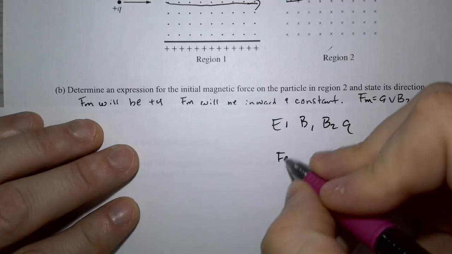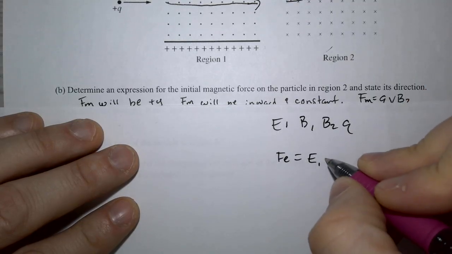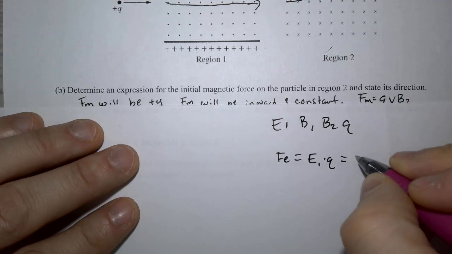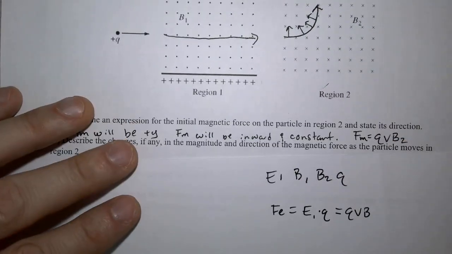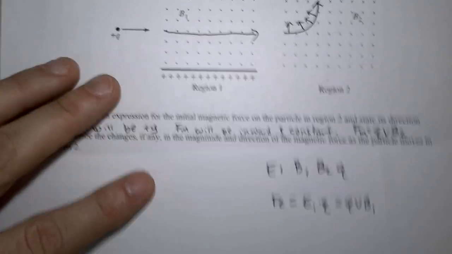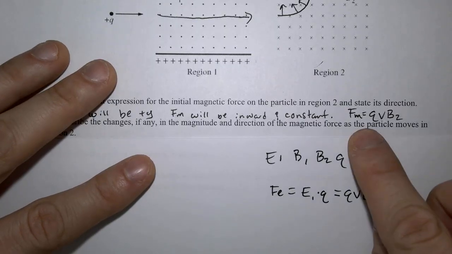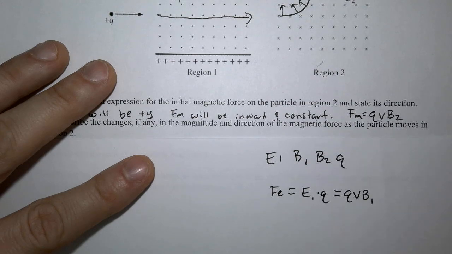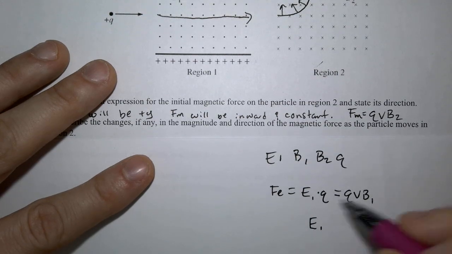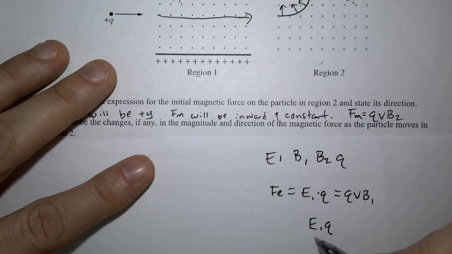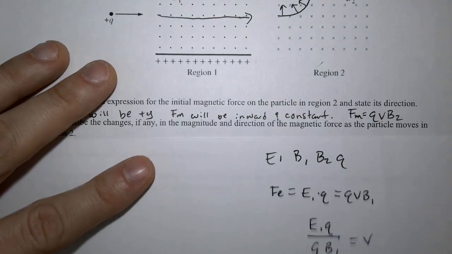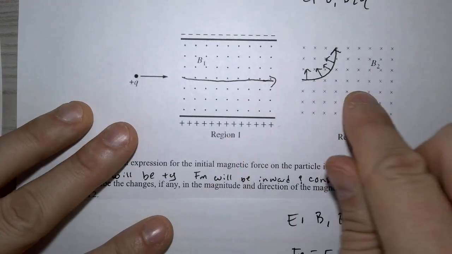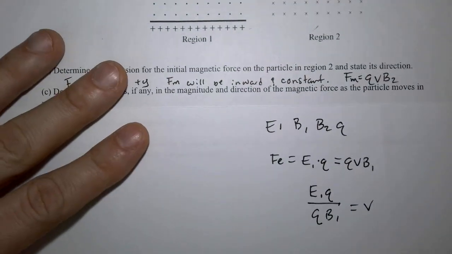So force electric was equal to E1 times Q, which was also equal to QVB. Just so we know, okay? So that would be equal to QVB1, not B2. So we want to figure out QVB2. Well, we could solve for V here. We would get E1 times Q divided by QB1 would equal velocity through here. And the velocity through here will be the velocity that enters B2 with. So we now know our V.